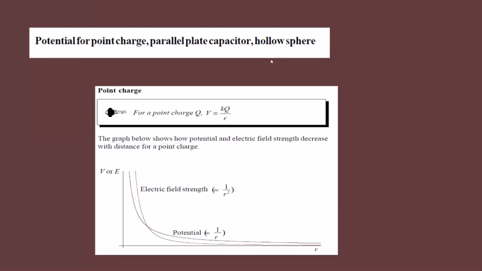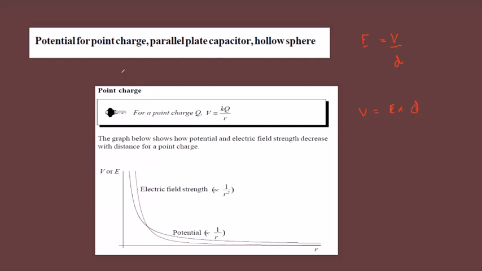Electric potential for a point charge, parallel plate capacitors, and a hollow sphere. As we have the formula, you can see the electric field is voltage divided by distance, or we can say the electric potential is equal to electric field multiplied by distance.